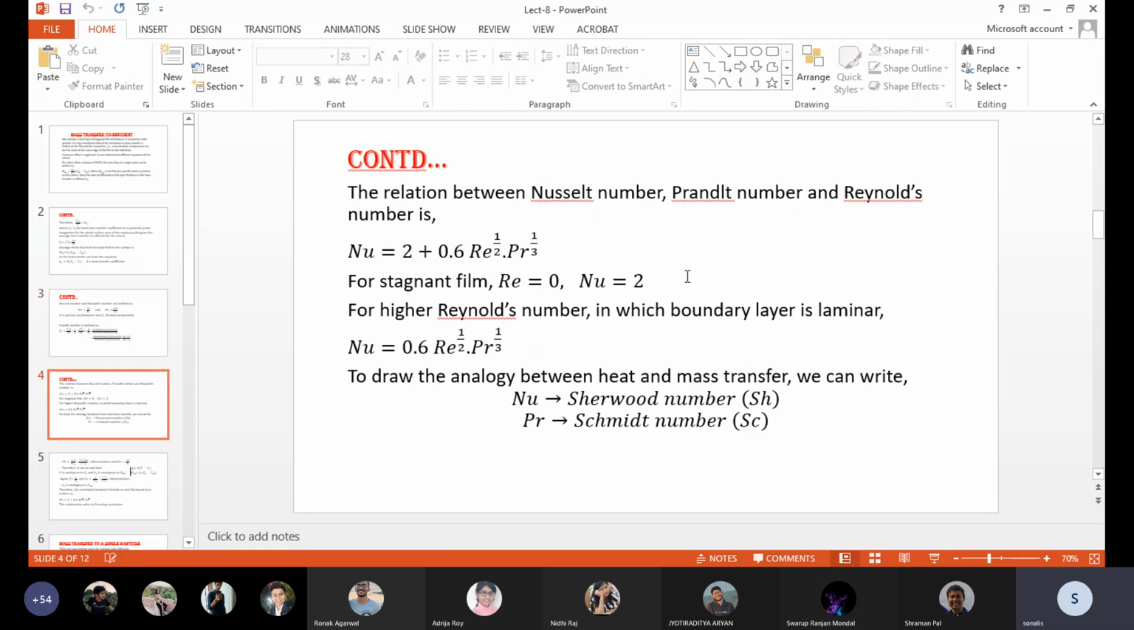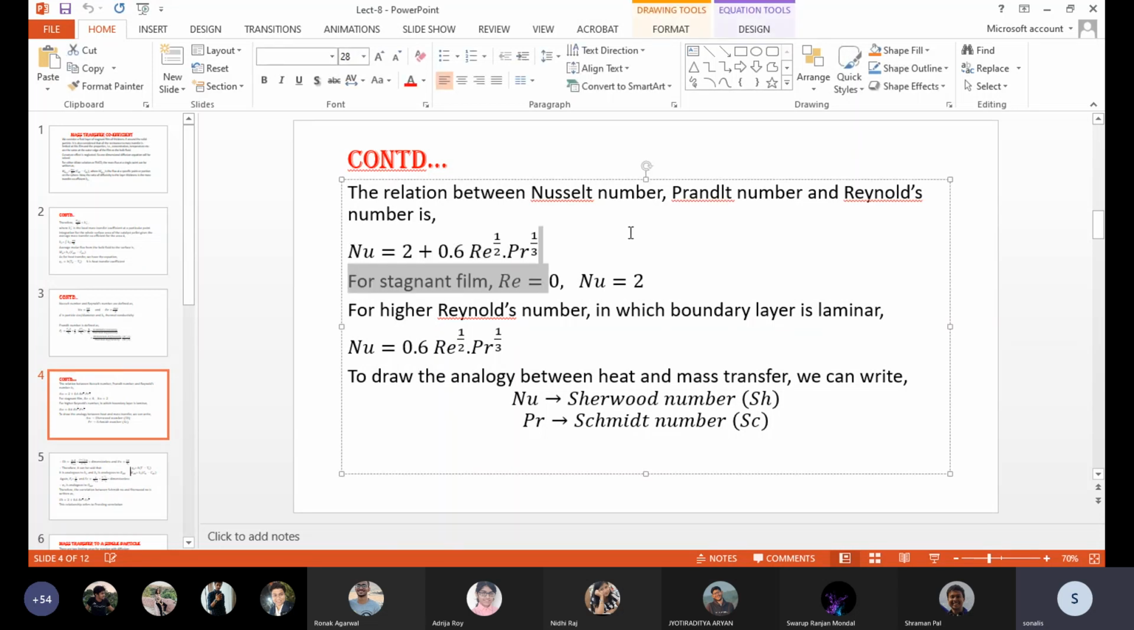Similarly, the relation between Nusselt number and Prandtl number and Reynolds number, we can express as Nusselt number is equal to 2 plus 0.6 Reynolds to the power half, Prandtl to the power 1/3. And for stagnant film, if we consider Reynolds number equal to 0, then Nusselt number is coming as 2. The next quantity is coming as 0.